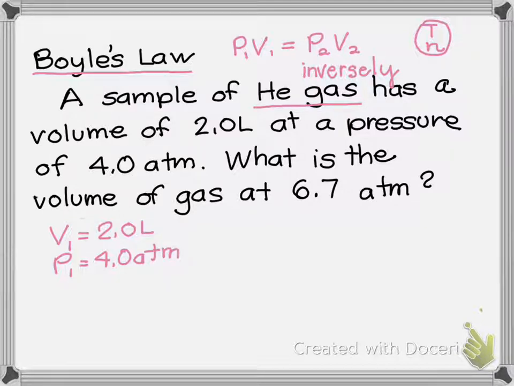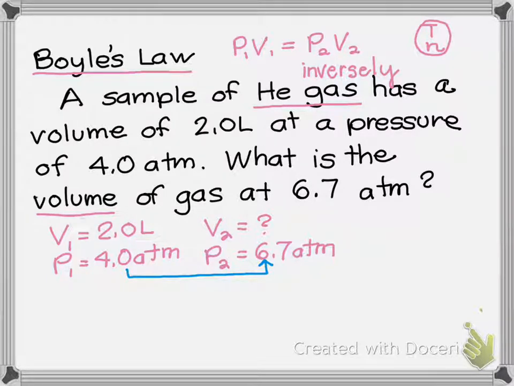The question then is, what is the volume of gas? So they're asking me to find a new volume if I change the pressure to 6.7 atmospheres. So let's first think about whether, if the pressure goes up, the volume will go up or down. Comparing our pressures, we notice an increase in pressure. Boyle's Law is inversely proportional, which means my volume must decrease. So I'm going to expect a volume that is less than 2 liters.